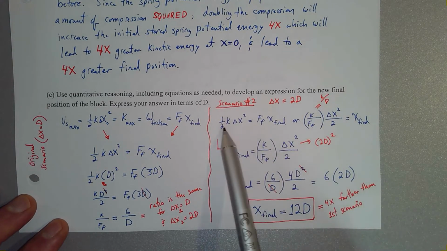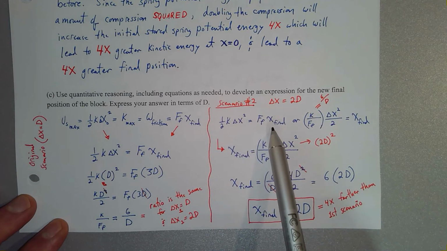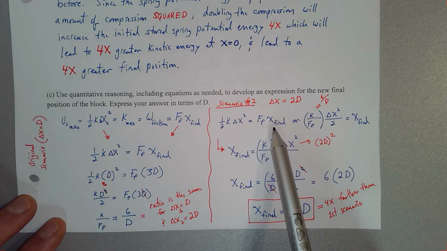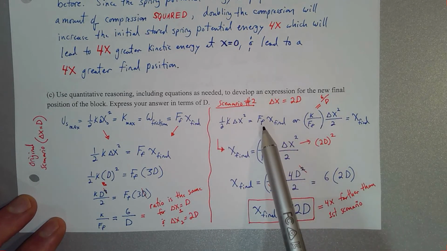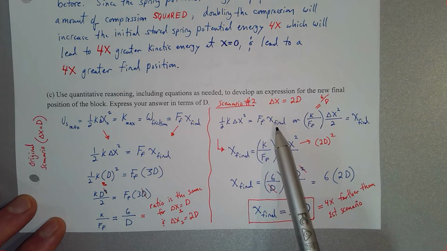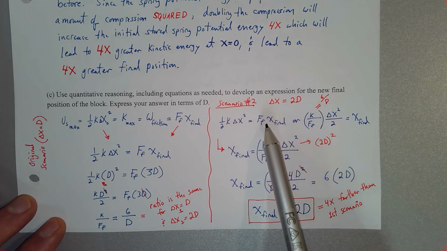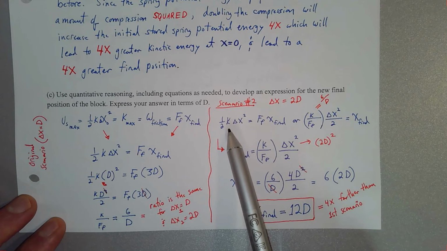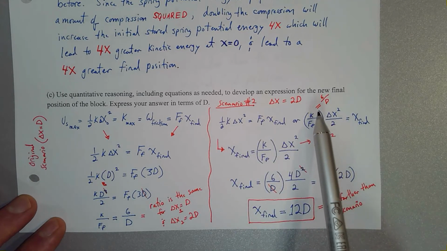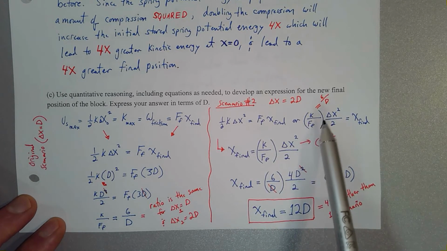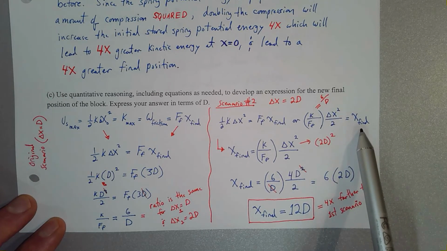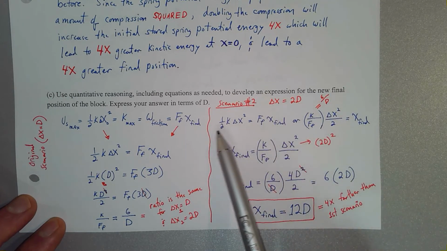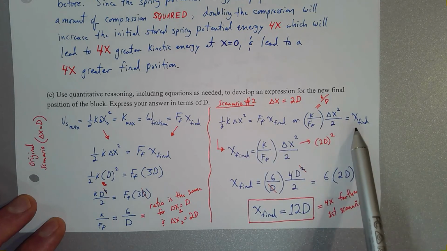So actually, before we do that, I'm going to solve this expression for the final position, because remember, we're trying to figure out how far the block is going to slide and put it in terms of d. And so if I just divide each of these sides by the frictional force, it'll cancel out on the right side, move it over to the left side. We get that k divided by the frictional force times the compression squared divided by 2 equals the final position. We're just solving this energy conservation equation for final position.